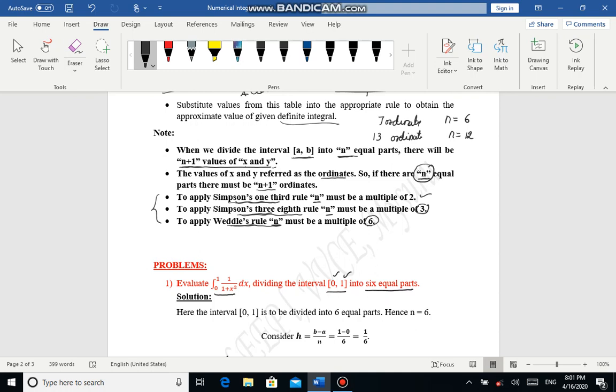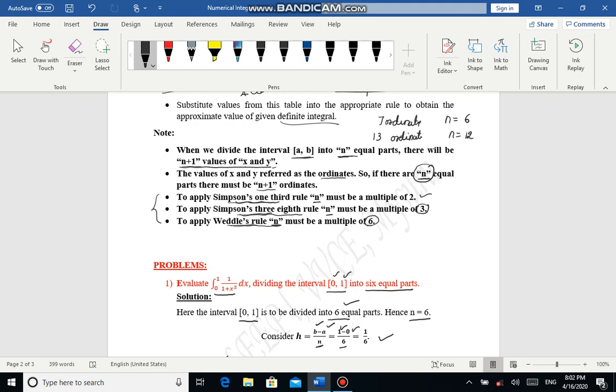In this problem, first consider the given interval 0, 1, and we need to divide this into 6 subintervals. So n is 6, given directly, so no confusion. First we need to find the step length. I told you the formula: step length is upper limit minus lower limit divided by the number of intervals. Here the upper limit is 1, the lower limit is 0, and the number of subintervals is 6. So step length h is 1 by 6.